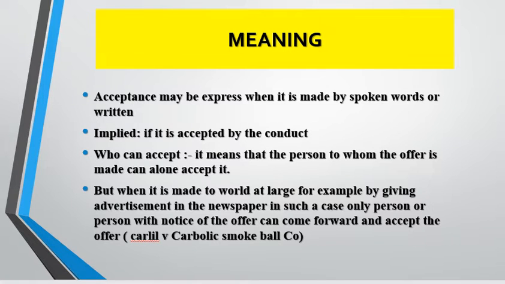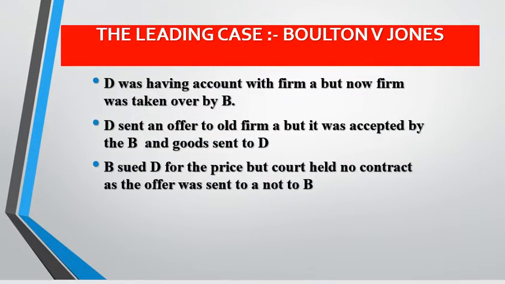But when it is made to the world at large, for example by advertisement in a newspaper, in such a case only a person with notice of the offer can come forward and accept it. Like in the case of Carlill versus Carbolic Smoke Ball, the company gave an advertisement that whosoever uses our smoke balls as per the instructions and contracts influenza, we will give a certain amount of reward. Carlill fulfilled those terms and conditions, in spite of that she had influenza. Then the company had to make the payment to Carlill. When an offer is made to the public, anyone from the public can accept the proposal by complying with the terms and conditions.